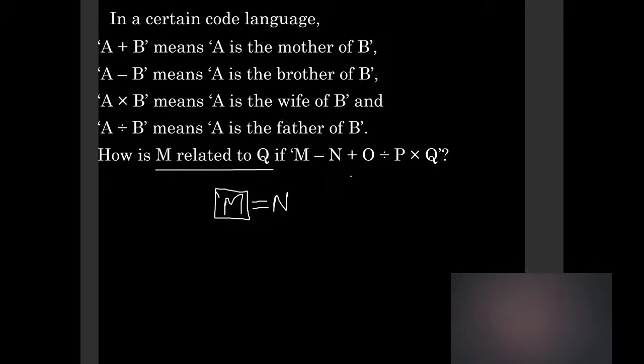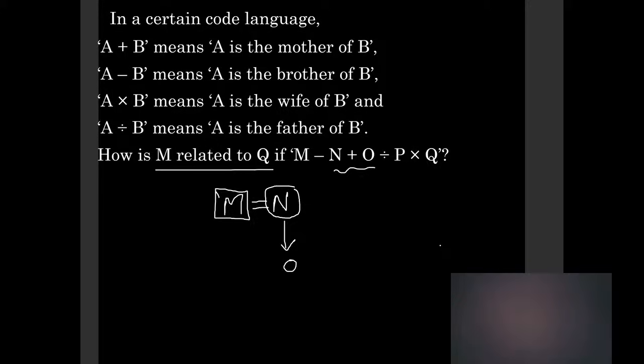Next, N plus O. N plus O means you should take A plus B. A plus B means A is mother of B. So N is mother of O. Mother, so it is a circle: N in a circle, with a downward pointing arrow mark to the next generation. N is mother of O.